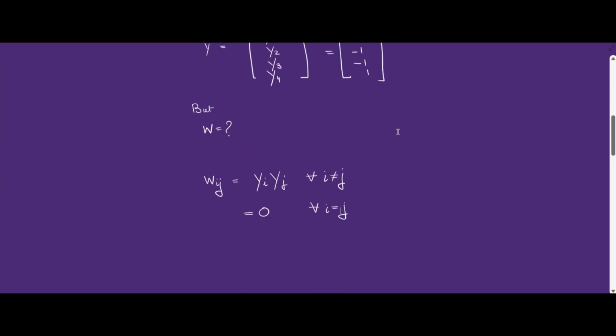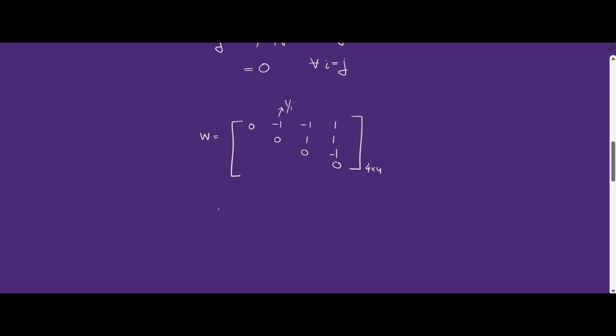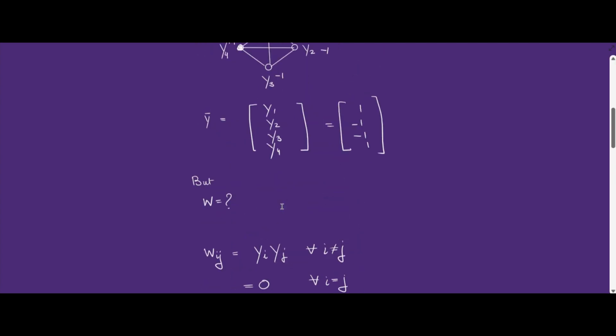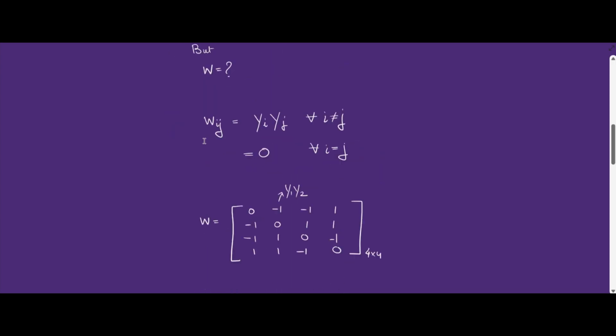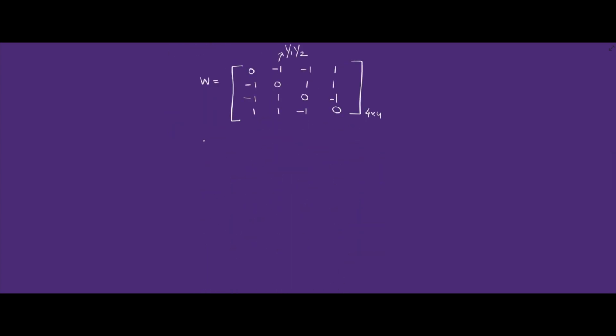So in this previous example, we can say that the weight matrix is a 4 cross 4 matrix as there are 4 neurons, and the values of the diagonal elements are 0, and the values of the non-diagonal elements are as such, which we get by multiplying yi into yj. So this is y1 into y2. And because this matrix is symmetric, this is how the weight matrix looks for that particular pattern which we needed to store. So what I would do is create a Hopfield network with these weights.